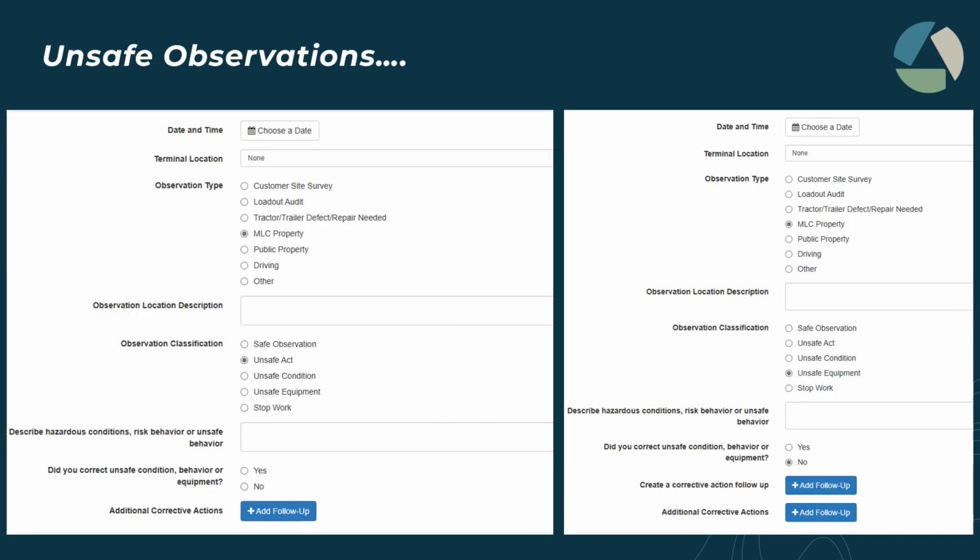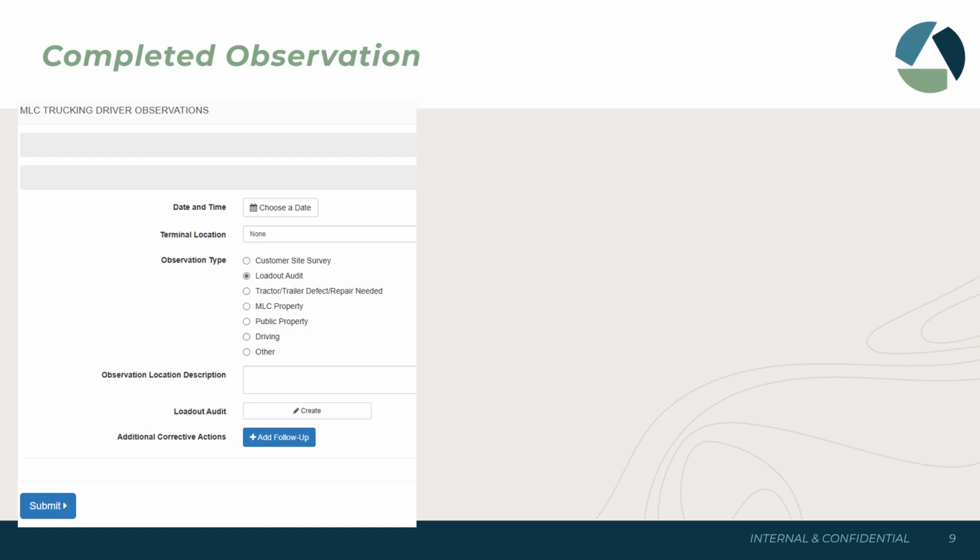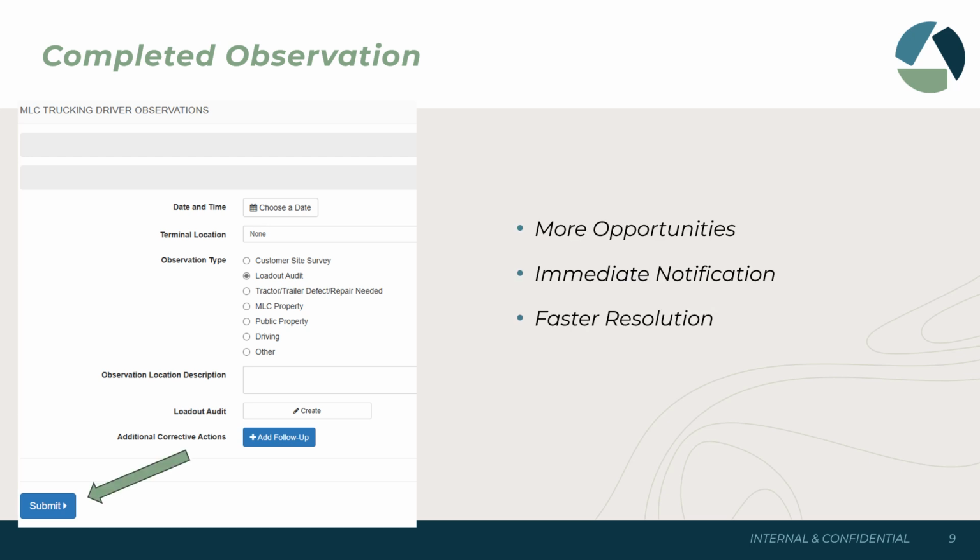If you click on the other ones, such as an unsafe act, unsafe condition, or unsafe equipment, it's going to have you describe what's unsafe, what the hazardous conditions are, what the risky behavior is. Next, it's going to ask, did you correct that? If you did, great. If you didn't, you click on no, and it's going to pop up that corrective action form and require you to fill that out. Once you complete an observation, whatever it might be, you click on submit, and then it goes out into the universe.